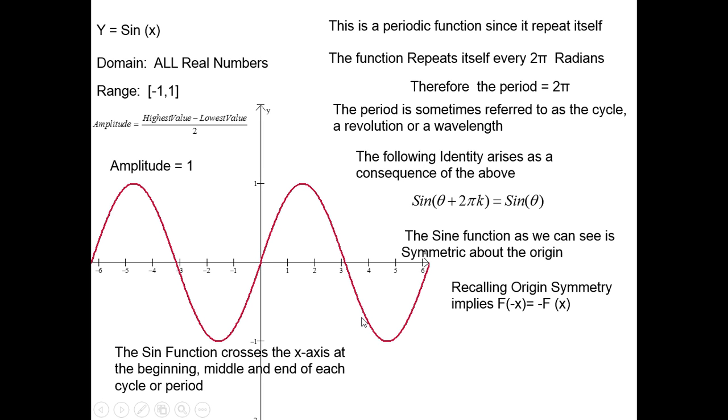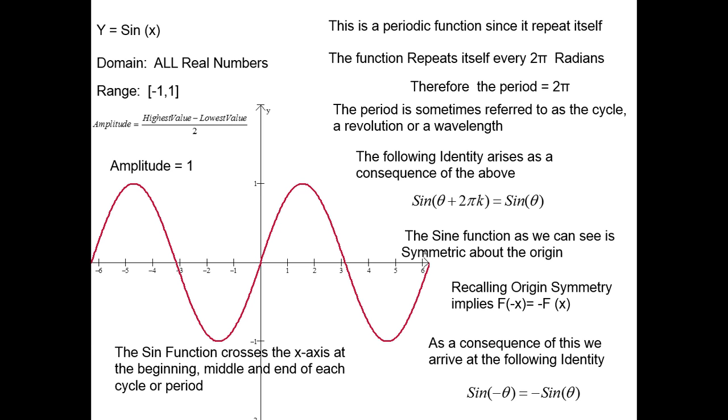We knew when we talked about functions in general that if reflecting a function across x gives you the same thing as reflecting it across y, then that is a quality indicative of a function symmetric about the origin. And since the sine is indeed symmetric about the origin, it gives rise to this identity. The sine of a negative angle is the negative sine of the angle.